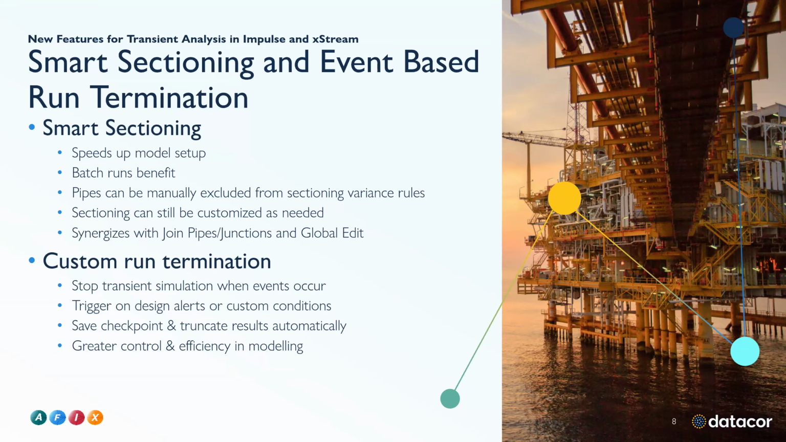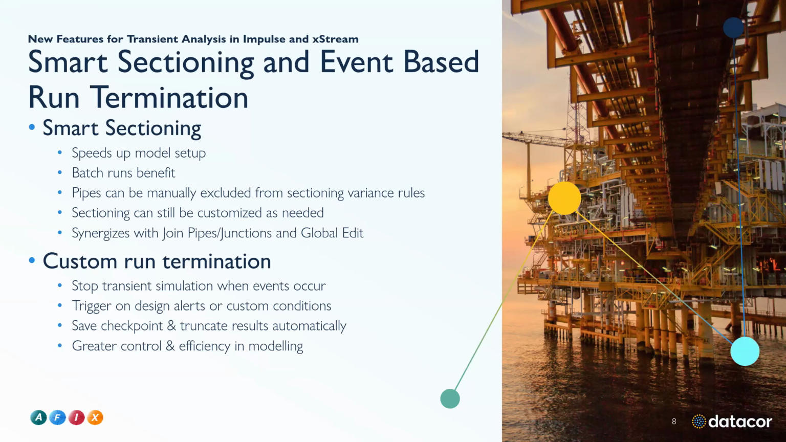For most models, this means that the runtime optimization is largely automated. You would use join pipes and junctions tools to identify and streamline areas that have many fittings. And you could then use global pipe edit to flag the shortest pipes to ignore variance. And that's it. That's all the optimization that you need to do now in your model.